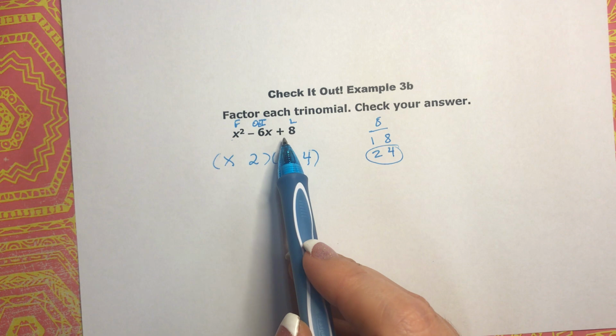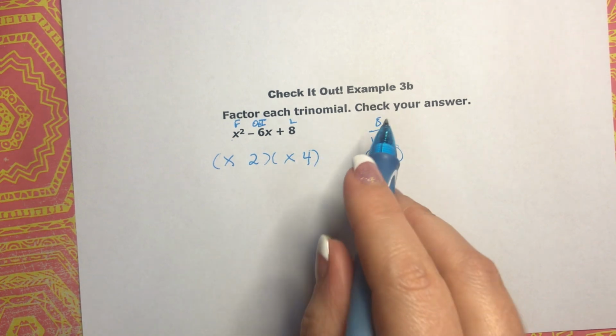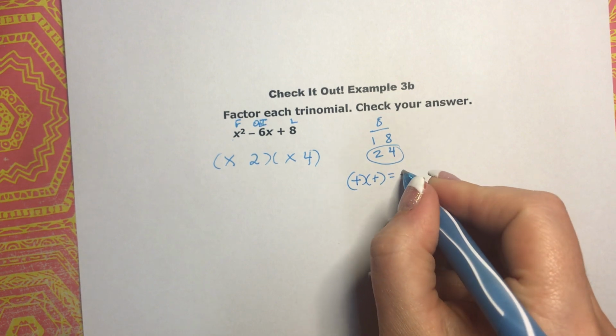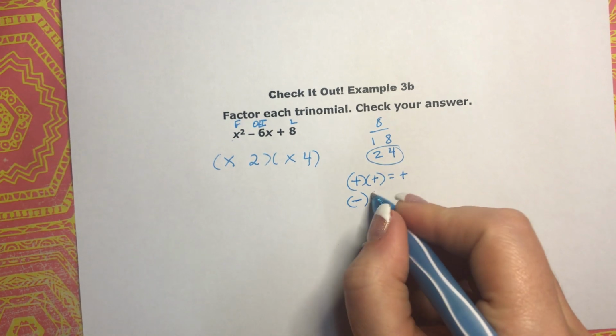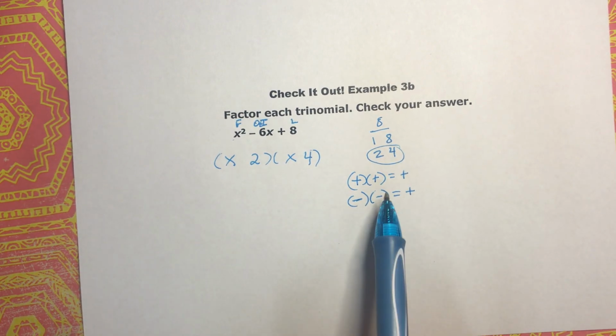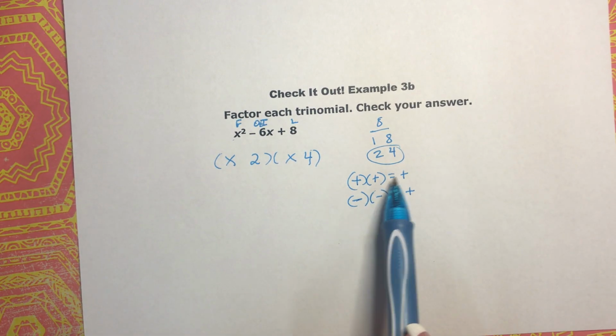Now I'm going to need a positive number. So think about it. How do I get a positive number? You either multiply two positive numbers together and you get a positive number, or you multiply two negative numbers together and you get a positive number, right? So I have to get a positive.